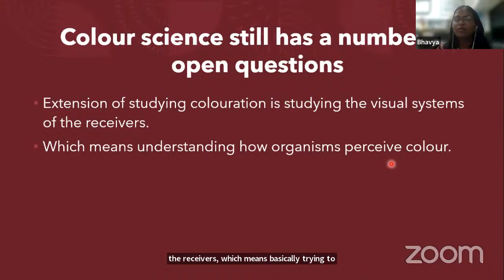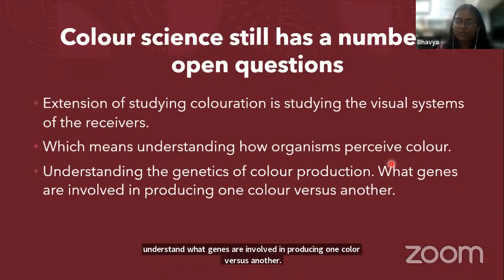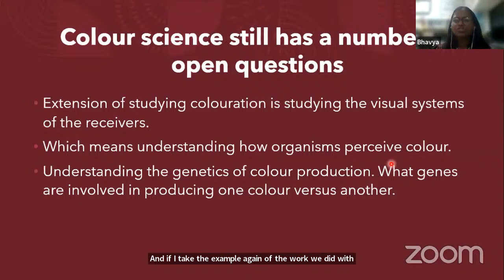Like, how do birds see color? How do bees see colors? How do lizards see colors? All of these different kinds of questions come up when you're trying to understand how color evolves. And apart from these large scale studies that we do, a lot of studies are directing their focus to understanding the genetics of color production in different organisms, trying to understand what genes are involved in producing one color versus another. And if I take the example again of the work we did with Papilio swallowtail butterflies, is it the same gene that is producing the fluorescent color versus the UV color? Is it a different pathway? So all of these questions still remain unanswered in a lot of organisms.